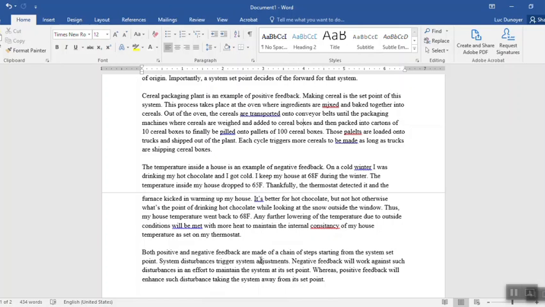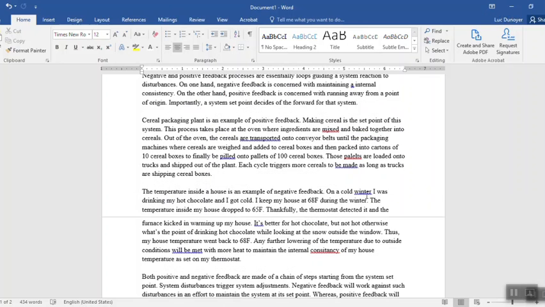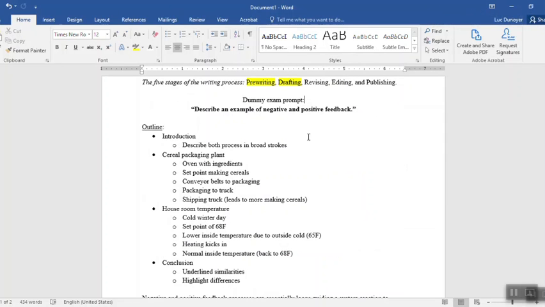But once again, I did the trick. I did what I set out to do, which was to underline similarities and show differences. So now that we have a whole text like that, the drafting is done, and we go to the revising stage.